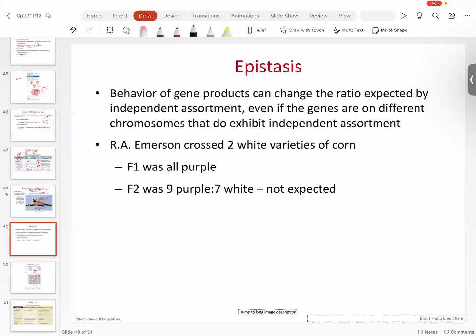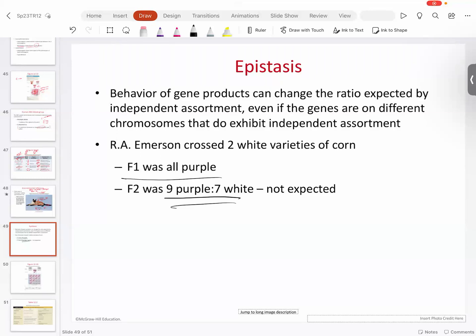So in epistasis, Emerson did a dihybrid cross, just like Mendel, right? He got his F1s that were purple, just like you would expect from Mendel. But then when he got his F2s, instead of seeing 9:3:3:1, what he saw was 9:7. That was his ratio for epistasis. That's your diagnostic ratio for epistasis, by the way. If you do a dihybrid cross and the data you get is 9:7, then that's epistasis.